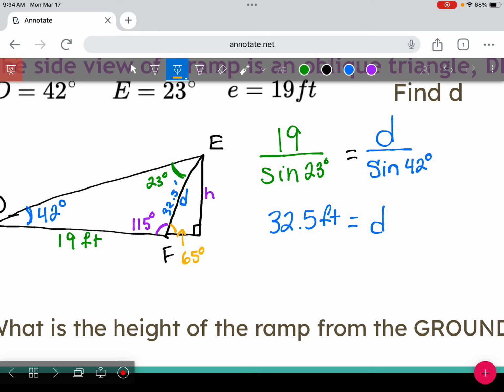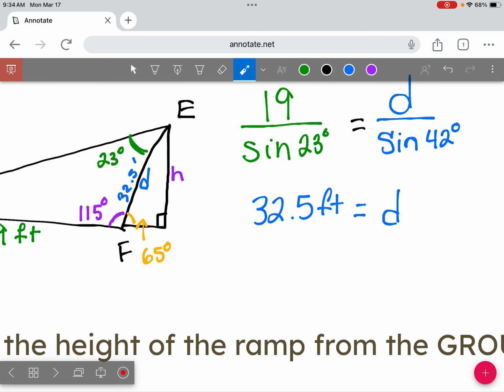So how could I figure out H? Sine of 42, if we want to figure out this height. But I now know this side, I know this angle, and I know this angle. Just because it's a right triangle doesn't mean we can't still use law of sines. So we can do our law of sines to get there, or you can use an inverse trig function from the previous chapter.